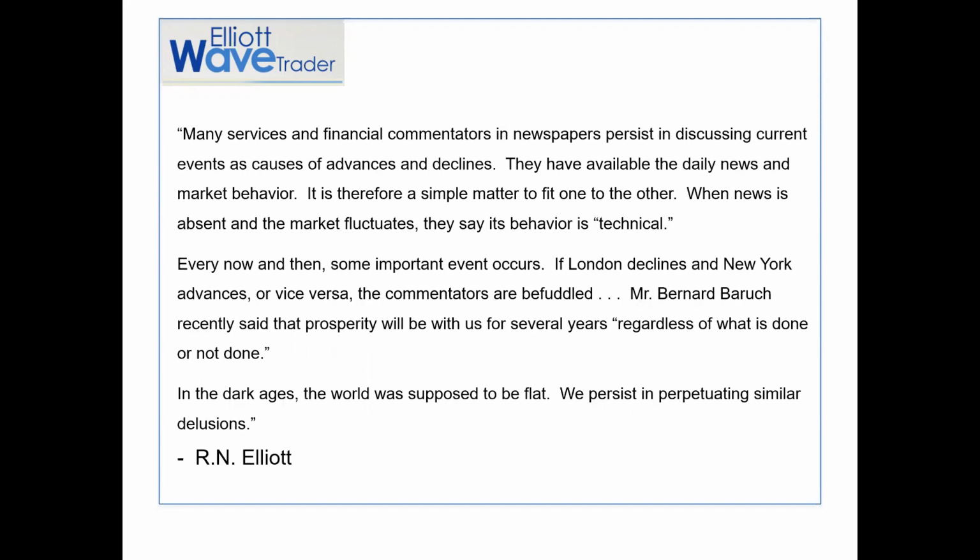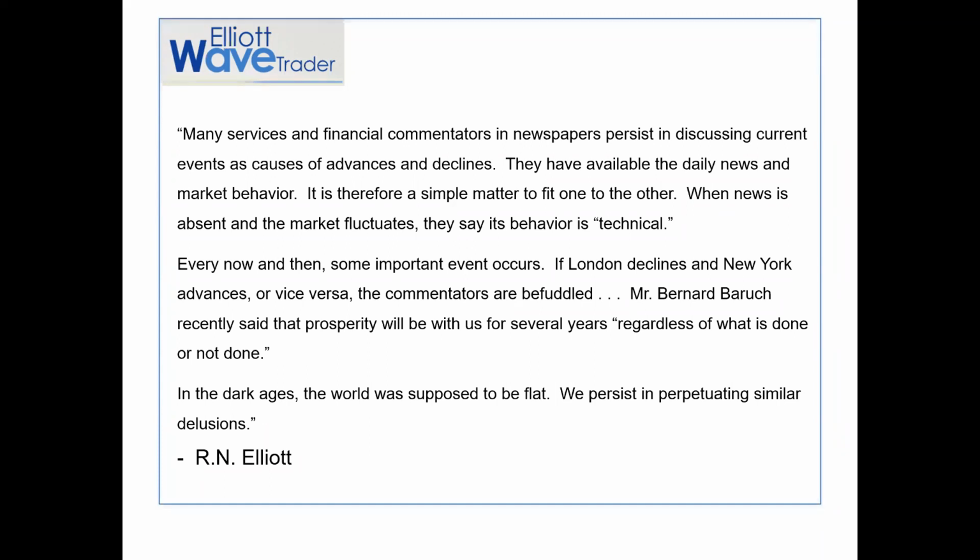As Ralph Nelson Elliott noted back in the 1930s, many services and financial commentators and newspapers persist in discussing current events as causes of advances and declines. They have available the daily news and market behavior. It is therefore a simple matter to fit one to the other. When news is absent and the market fluctuates, they say its behavior is technical. Every now and then, some important event occurs. If London declines and New York advances, or vice versa, the commentators are befuddled.